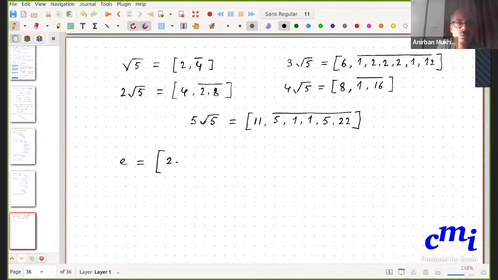So this is 2, 1, 2, 1, 1. And then it is 4, 1, 1. Then this pattern continues. So it is 1, 1, 6, 1, 6, 1, 1, and this kind of thing continues. So it looks like 1, 1, 2n, 1, 1.